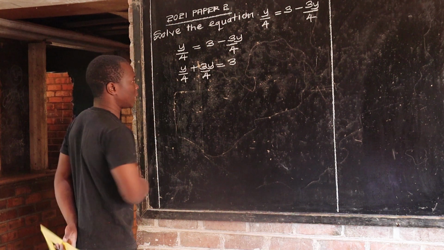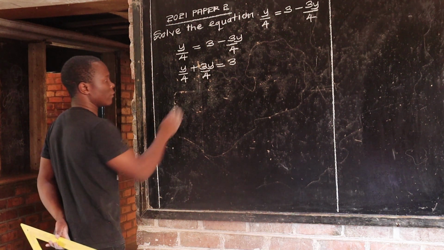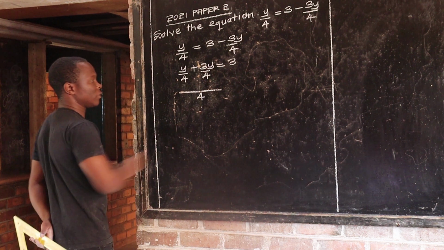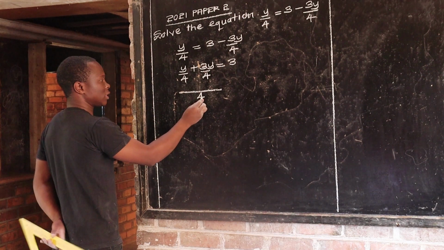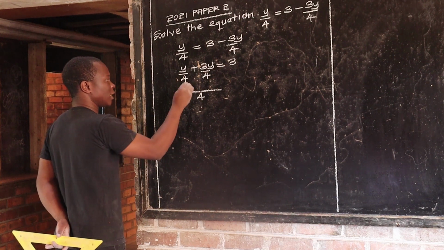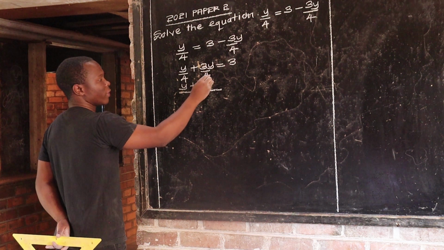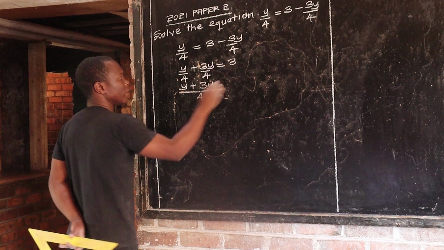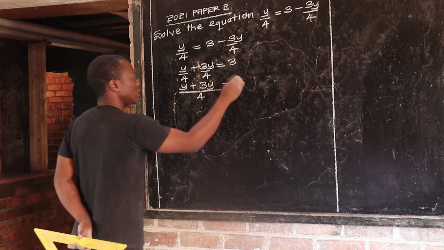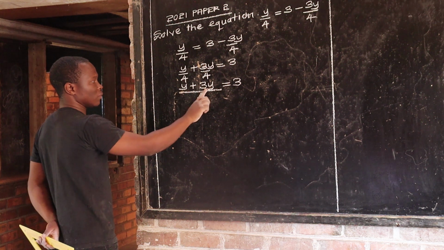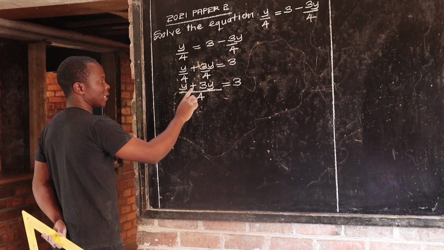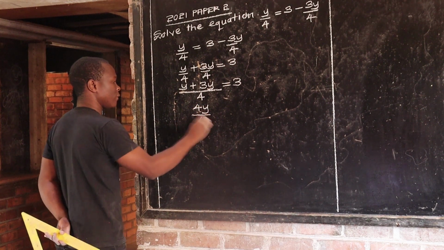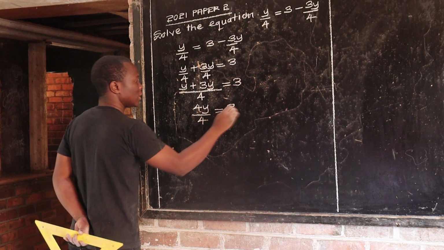So the lowest common denominator of 4 and 4 is just 4. So you say over 4, which is our denominator. Then you say 4 into 4 is 1. 1 times y, you obtain y. Plus 4 into 4, 1. 1 times 3y, you obtain 3y is equal to 3. Okay, so you can now add these two. These are like terms. So y plus 3y, you obtain 4y over 4 is equal to 3.